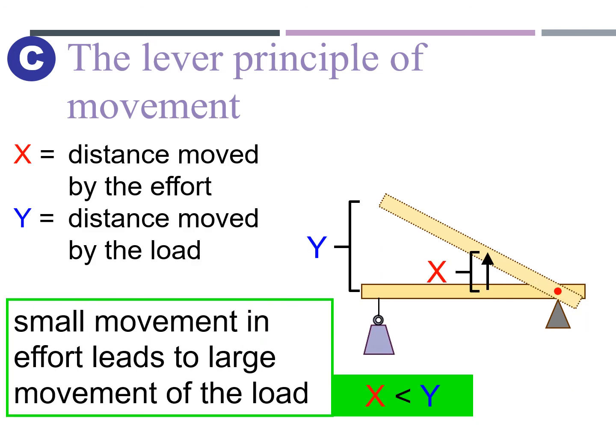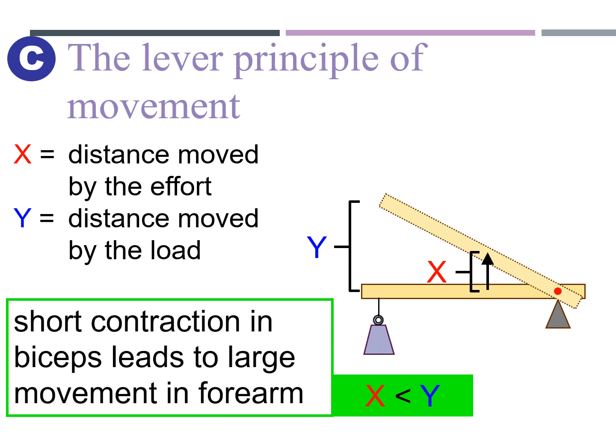The advantage of designing your hand just like the lever system is that a small movement in the effort will lead to a great movement of the load. So therefore, that means a short contraction in the biceps will lead to a great movement in the forearm.